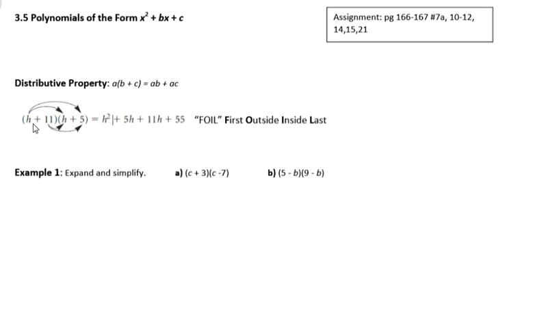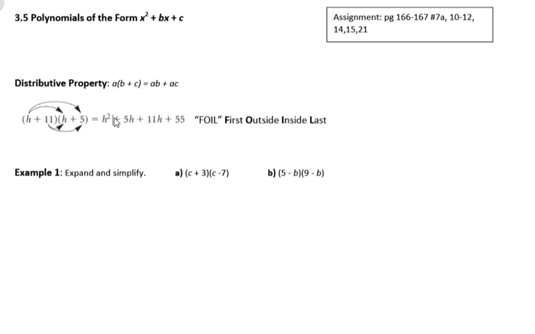Now, if we're looking at it with two factors, okay, we have to make sure that each term in each factor gets multiplied by the other terms. So if you start with h, we need to make sure that h is multiplied with the h in this factor as well as with the 5, and that the 11 is multiplied with the h as well as with this 5. When we do that, we get h squared plus 5h plus 11h plus 55.